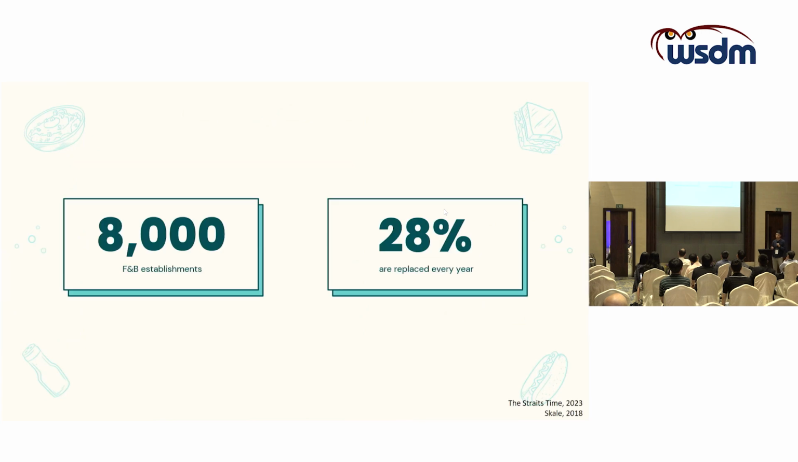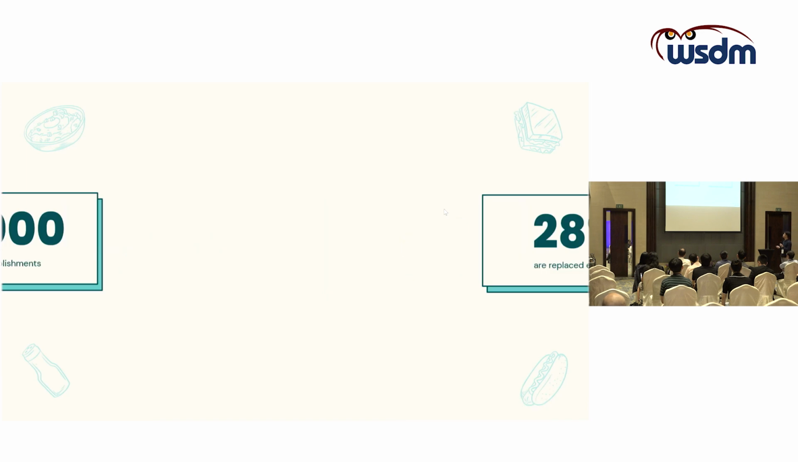And she isn't alone in this journey. In Singapore, there are a total of 8,000 F&B establishments, and 28% of them are replaced every single year. Even big companies still struggle to make accurate forecasts. Can you just imagine how much food is being wasted through this trial and error learning phase?